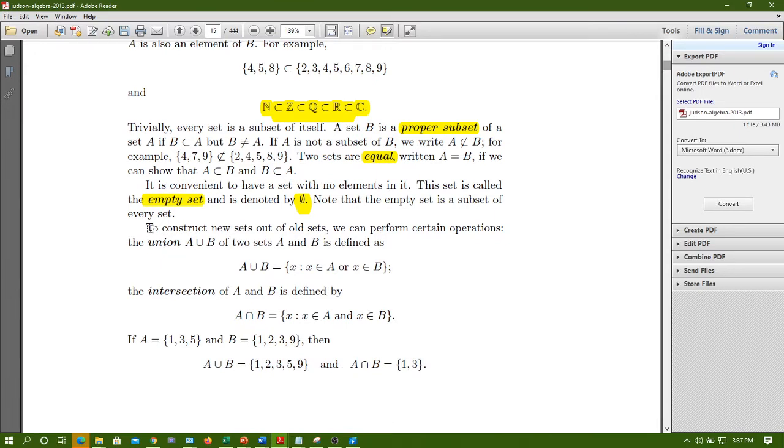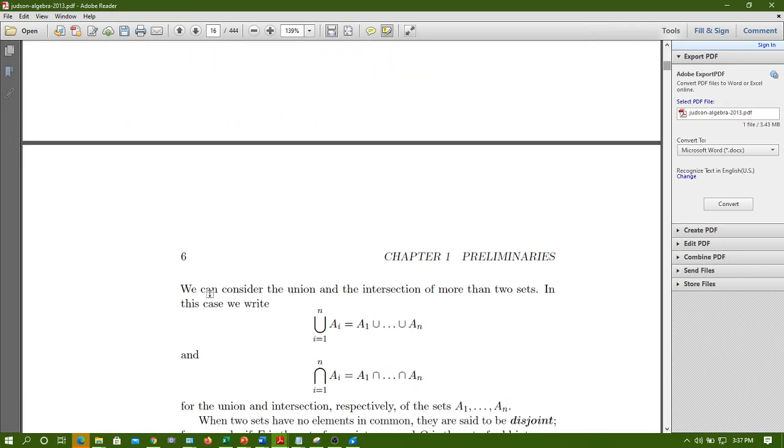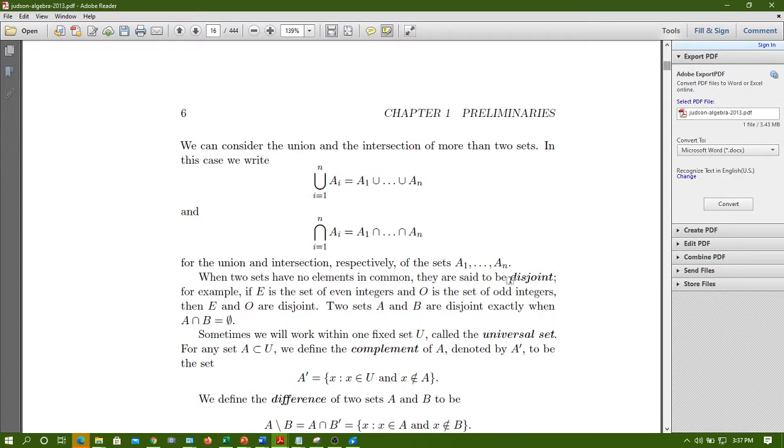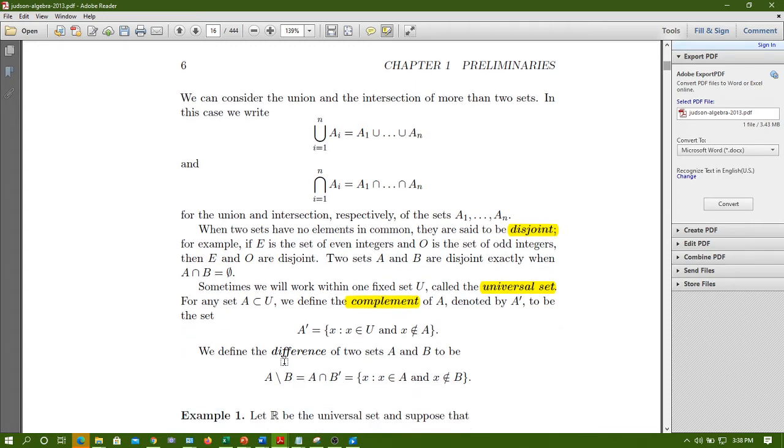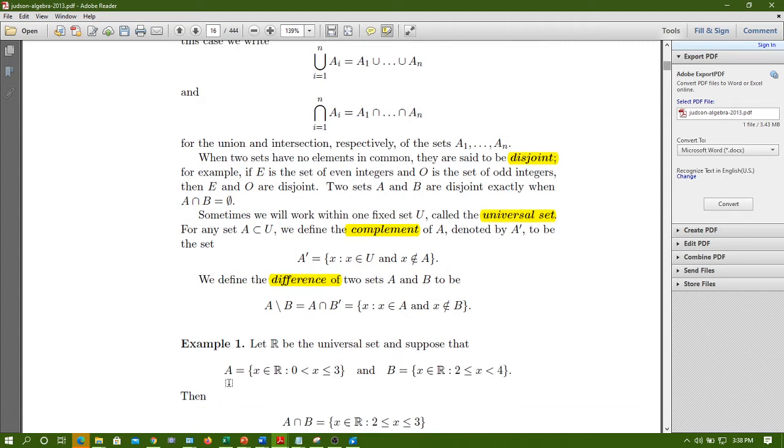To construct new sets out of old sets, we can perform certain operations on sets. What are these? Union and intersection. We have also disjoint: if two sets don't have common elements, they are said to be disjoint. We have the universal set. We have also the complement, and we have also the difference of two sets.